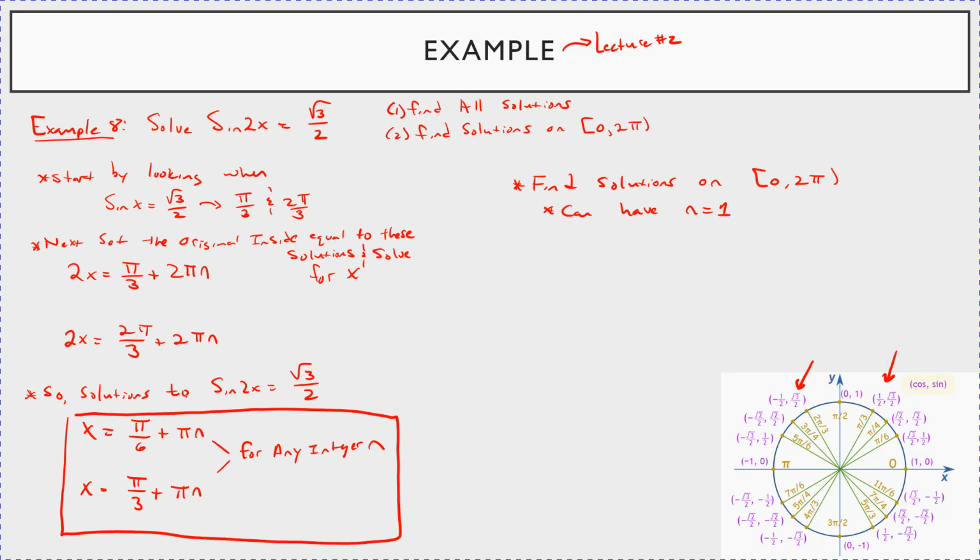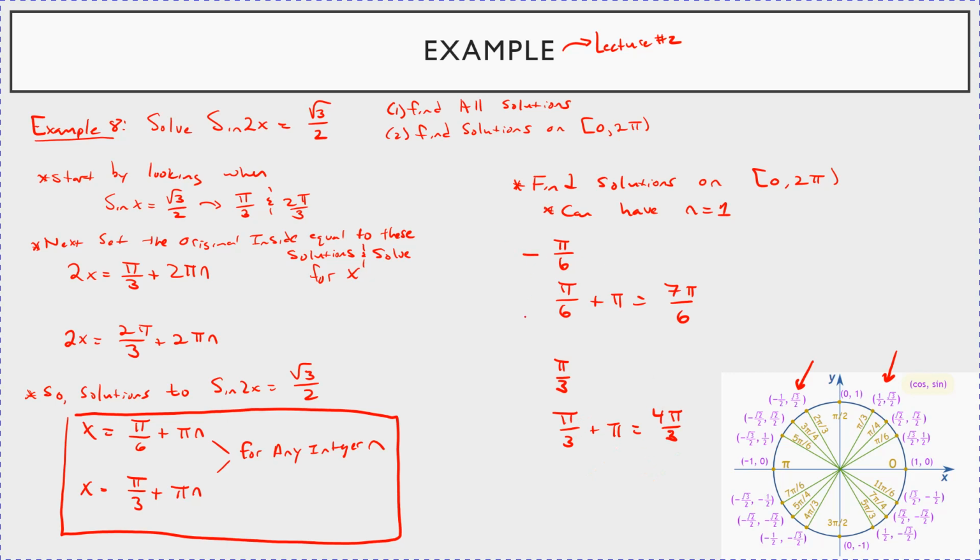So one solution is pi over 6. And then another solution is pi over 6 plus 1 pi. Well, what is that? That would be 6 over 6 pi, or 7 pi over 6. And then I could have pi over 3, and then I could have pi over 3 plus pi. And what does that get me? Well, that would be 3 pi over 3, so that would be 4 pi over 3.